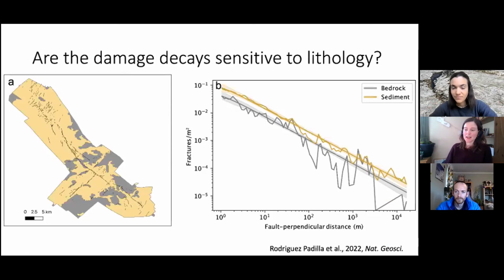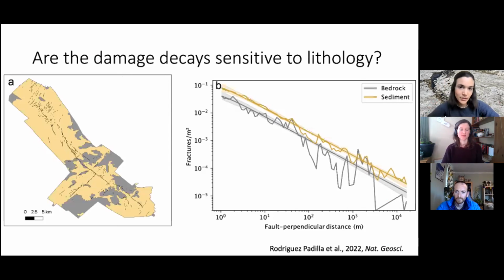Cool, thank you so much. There's also a question here from Andrew Barber. It says, hi Alba, great talk. With Ridgecrest, are you able to separate fractures generated from the magnitude 6.4 foreshock? If not, how do you think that contributes to the decay pattern?